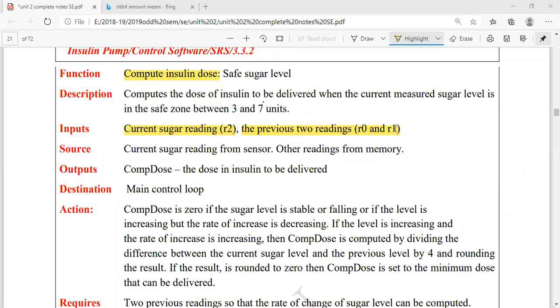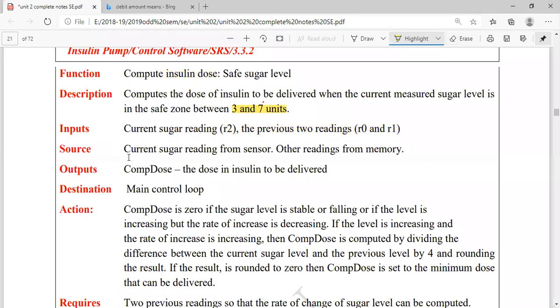See, the number of doses depends upon the sugar level of the patient. It may be 2 times a day or it may be 3 times a day, not more than that. It is given that the safe zone is between 3 to 7 units. It means 3 to 7 units can be given to the patient depending upon his condition. Now, after taking these inputs, what are you going to do?